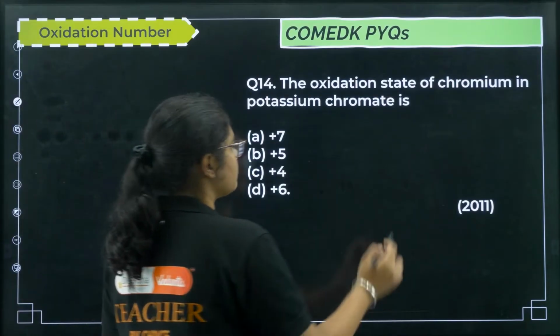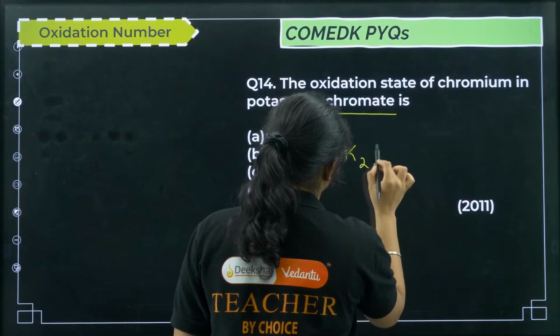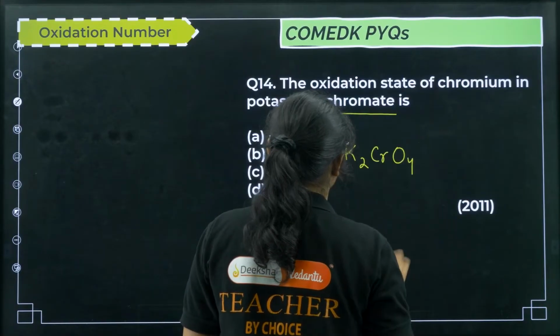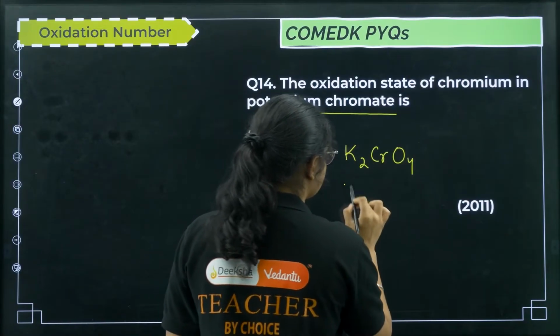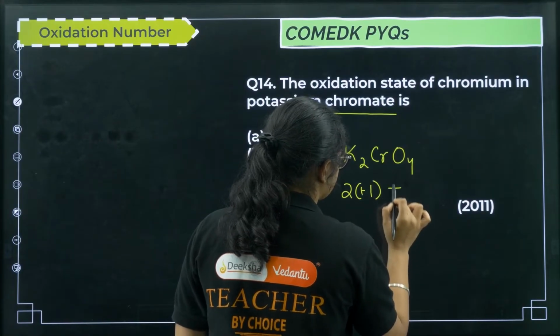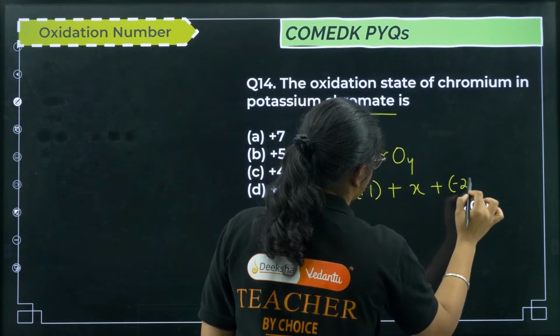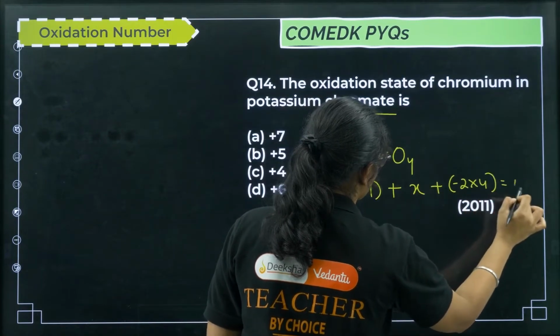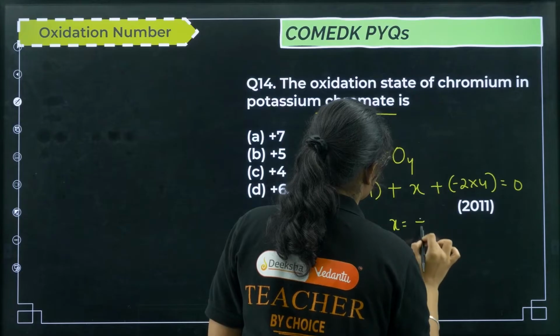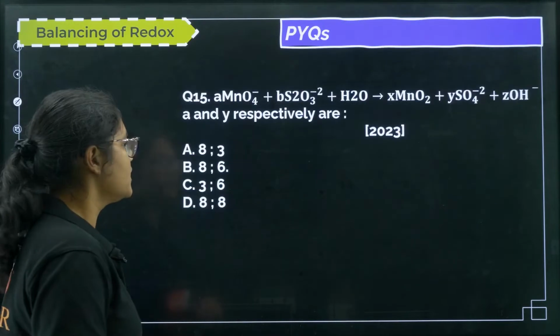The oxidation state of chromium in potassium chromate. So potassium chromate formula is K2CrO4, okay. So you want to calculate the oxidation state, potassium is plus 1, so 2 into plus 1 plus chromium we have to take x, then oxygen is minus 2 and there are 4 oxygen, so we will get 0, okay. So x is equal to plus 6. Option number D is the correct answer here.